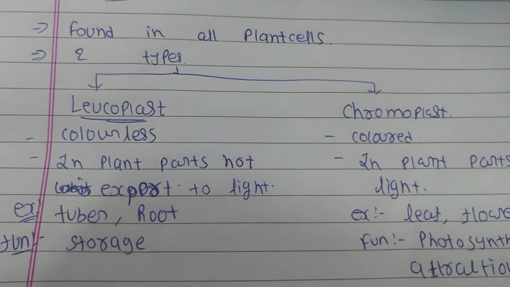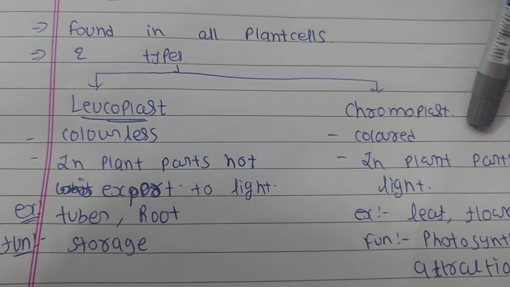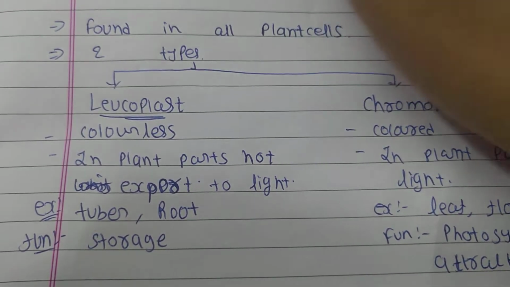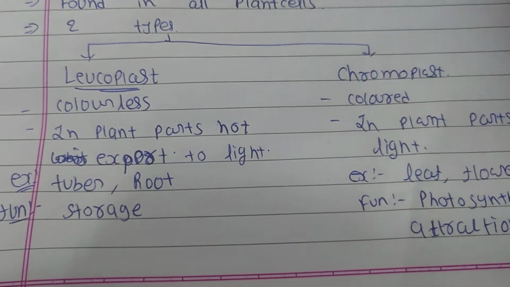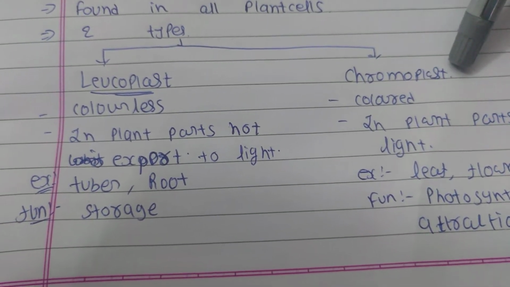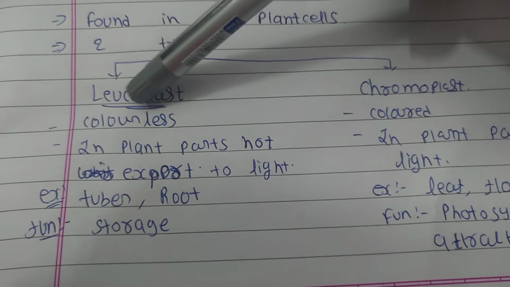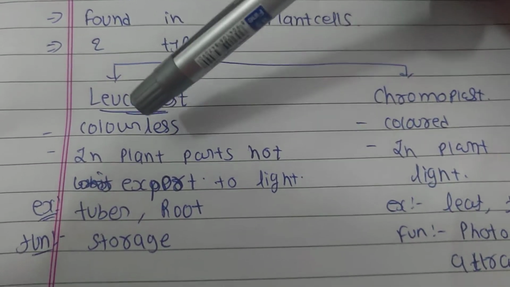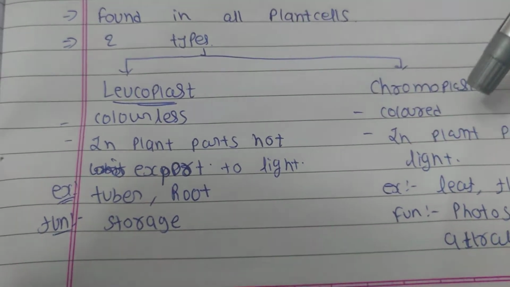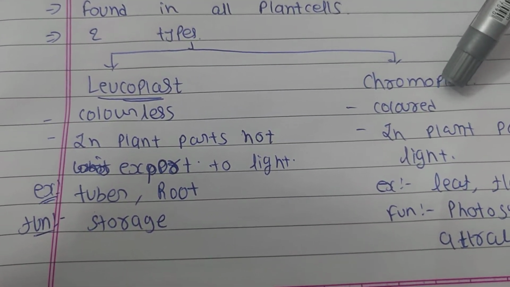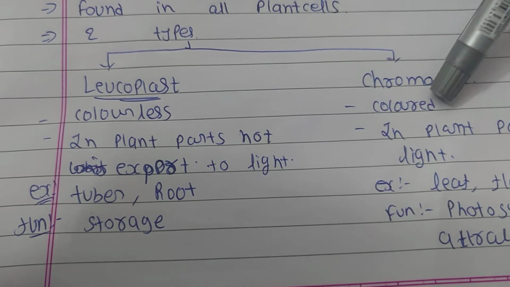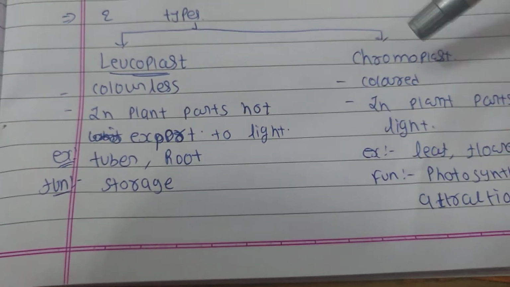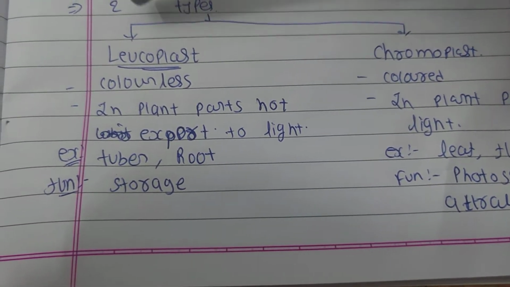One is the leucoplast and the second one is the chromoplast. What is the meaning of leuco? Leuco means white or colorless, whereas chromo means color. So leucoplasts are the plastids which do not have color, so they are colorless, whereas chromoplasts are the plastids which have different colors, so they are colored. Where the leucoplasts and chromoplasts are present, we discuss it.